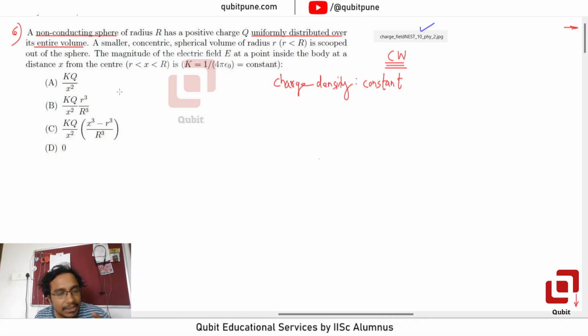Now we are actually removing some volume, which is going to decrease the net charge on the sphere. But charge density is still going to remain the same for the original sphere and the annulus that we are going to get after we remove that. And then we need to find the magnitude of the electric field, so you can apply Gauss law.